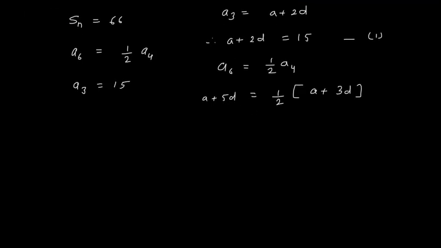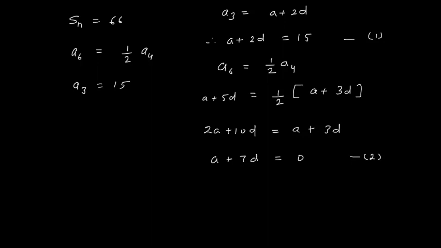So now this 2 I will multiply here. So it is 2A plus 10D, and here it is A plus 3D. So this is A, 10D minus 3D is what? 7D. A plus 7D, I will get 0. This is the second equation. First equation is A plus 2D is 15 and second equation is A plus 7D is equal to 0.